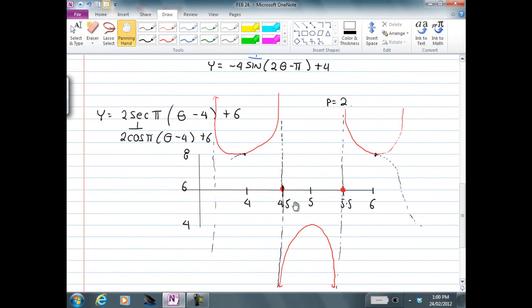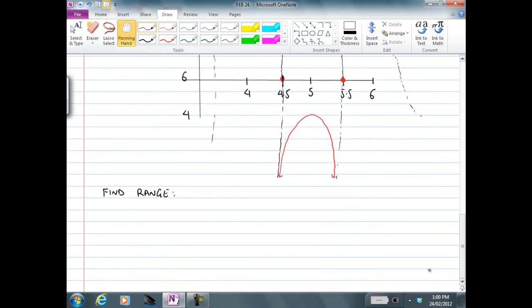Y is greater than or equal to 8 is correct, because look at here, the lowest point you can have is greater than or equal to 8. So let's write this down. Do you have another one? I'm going to give you a minute to figure out what the other one is. One is y is greater than or equal to 8, because look at this, my graph is higher than 8.